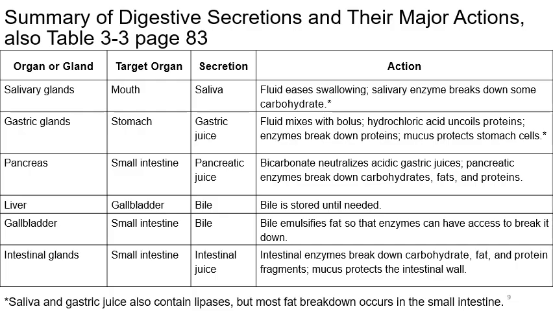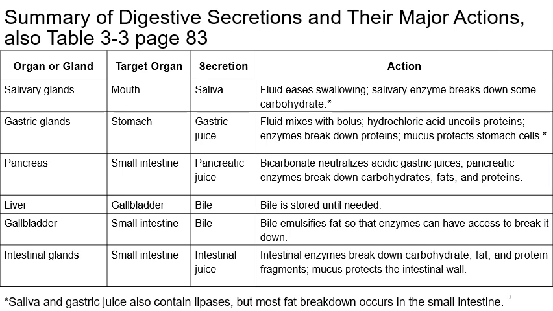Summary of digestive secretions and their major actions. This is also in Table 3-3, page 83. Salivary glands target the mouth. They secrete saliva, and the fluid eases swallowing. Salivary enzyme breaks down some carbohydrate. The gastric glands target the stomach and secrete gastric juice, and the fluid is mixed with the bolus.